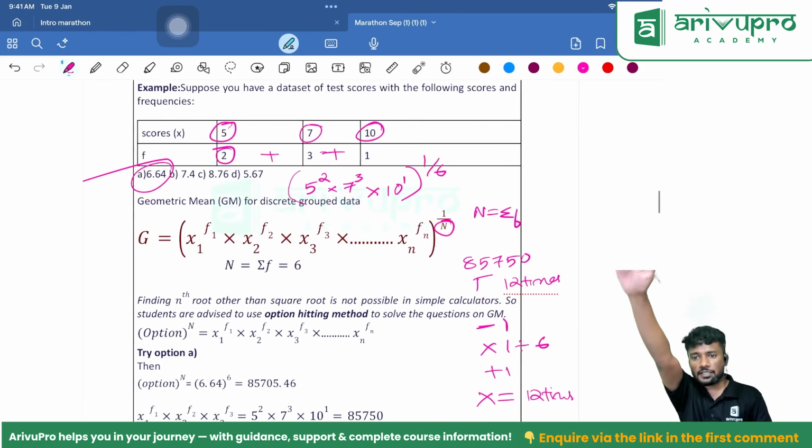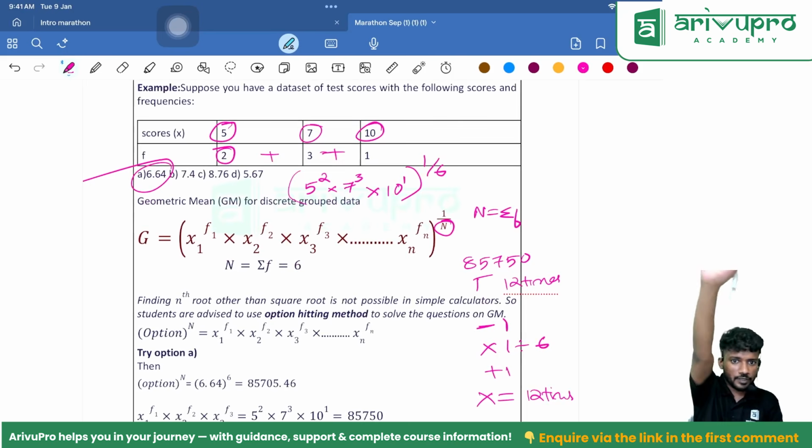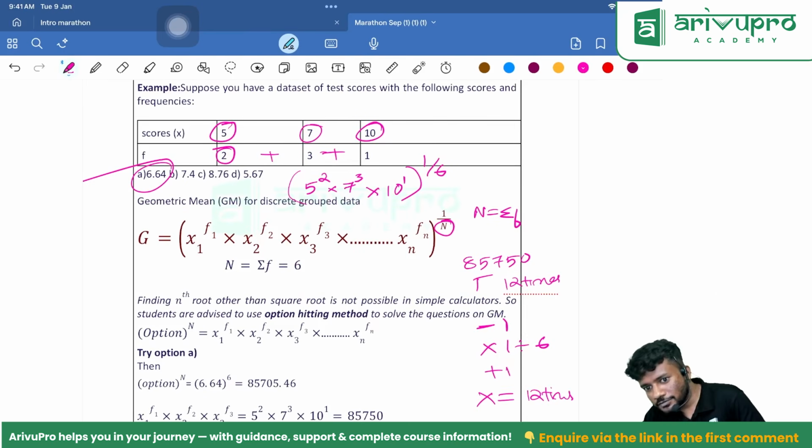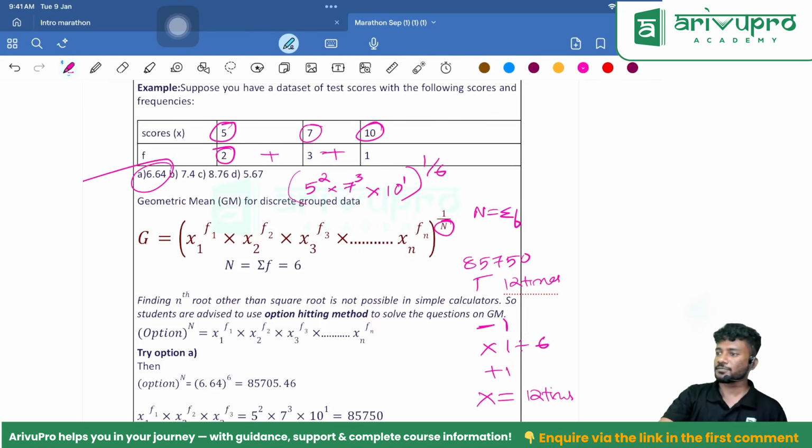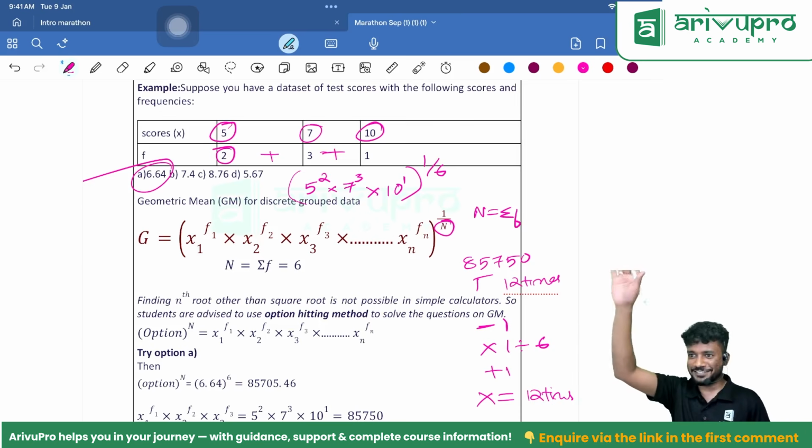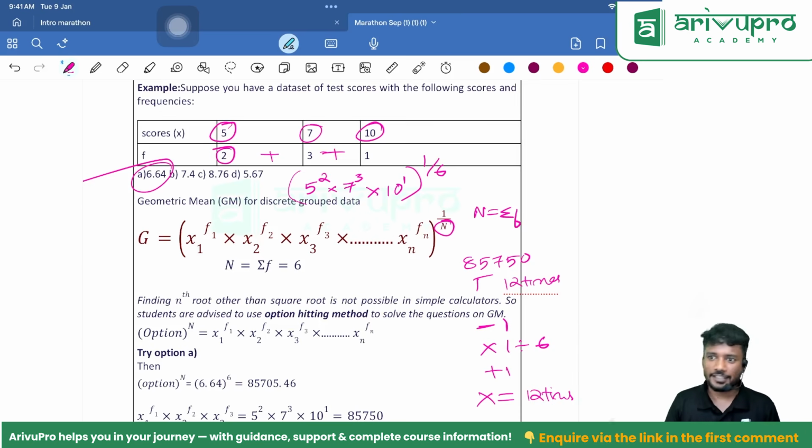Ma'am, are you getting this? Everyone there? Is anyone sleeping on the bench? Just check once. Everyone is here, right?